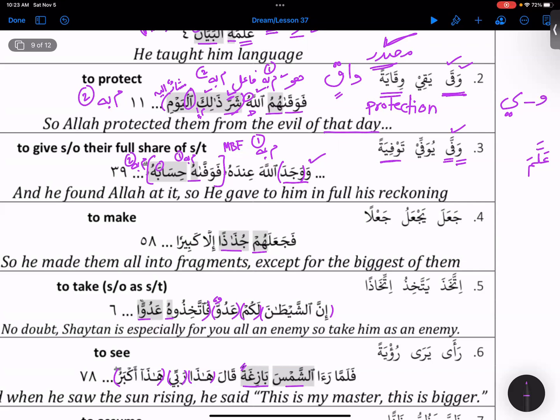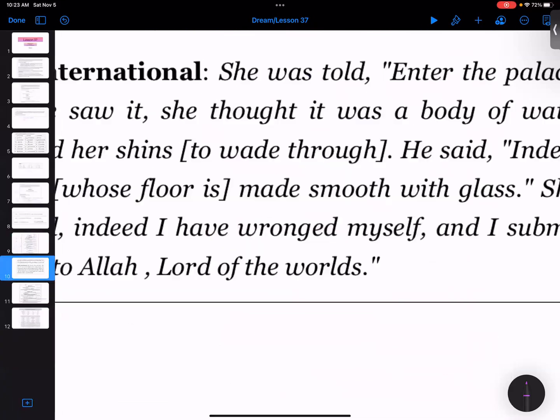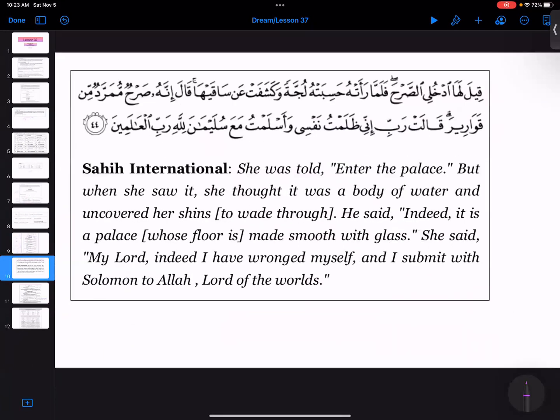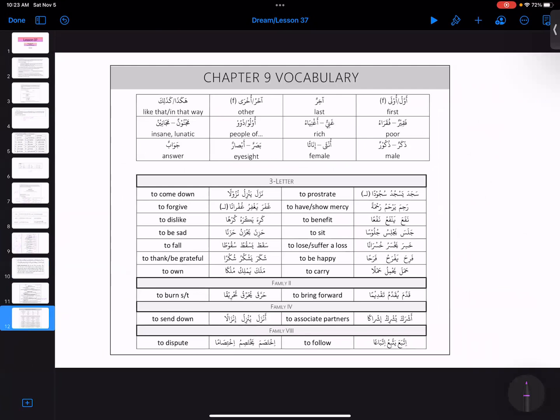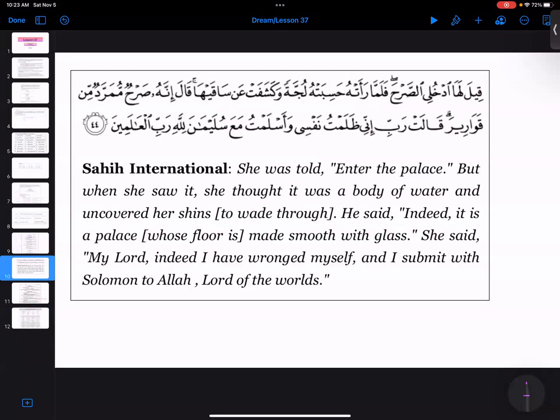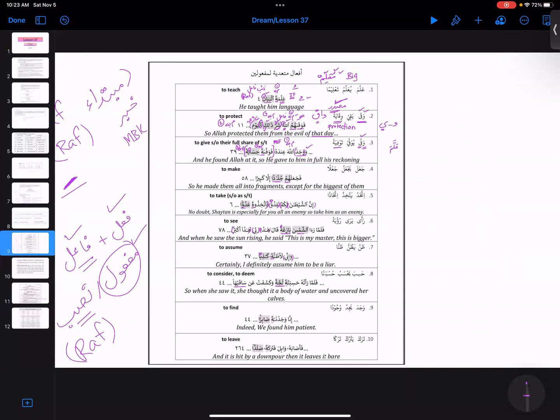So, does it make sense so far? Alhamdulillah. Okay, so you are going to try this, and let me see what else we have here. Okay, this is basically just the vocabulary. And this ayah, I think, is Falamma Ra'athu or Lujjatan. That is the ayah I put over here so you can see the whole ayah. The whole ayah is on the next page.